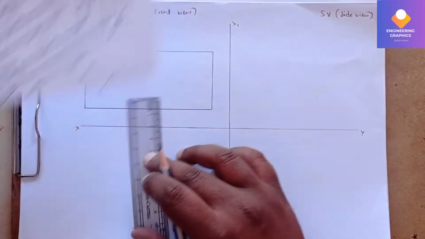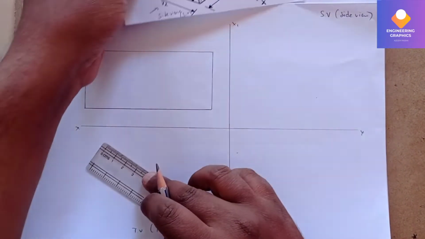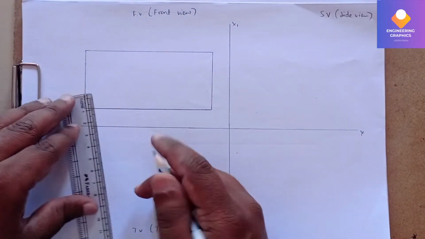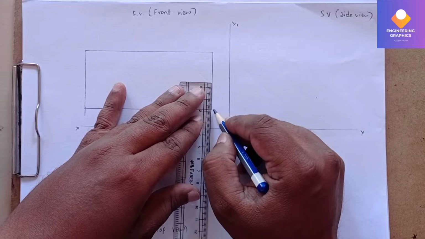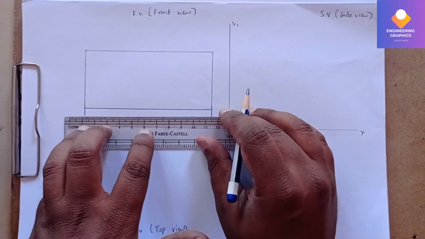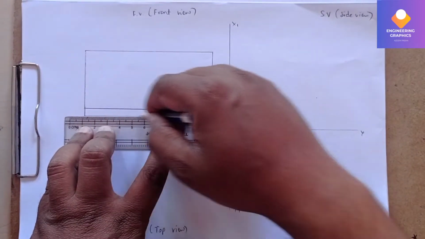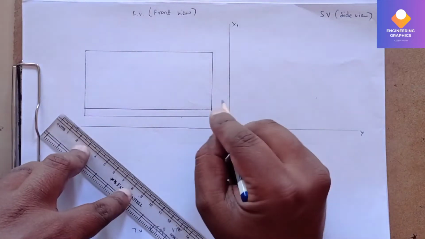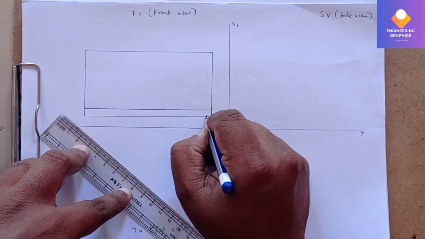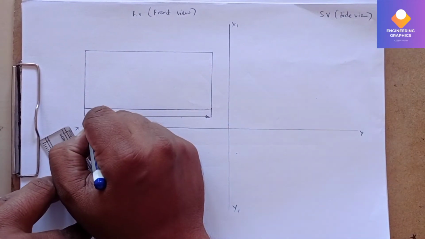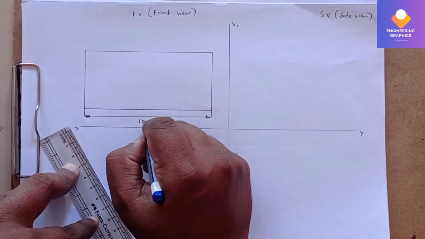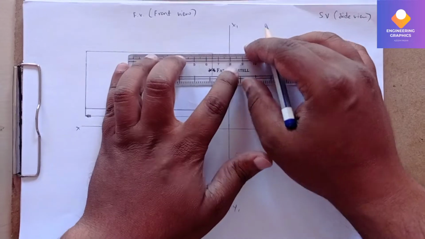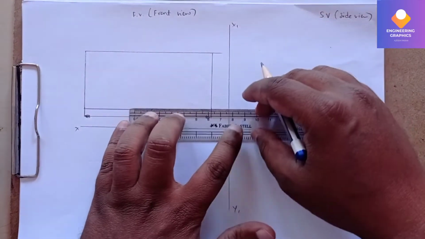Now analyze this front view. We need to show the dimensions for the rectangular face we have constructed here. The dimension of 104 here, we can mention that, and this is 48 mm, the height.